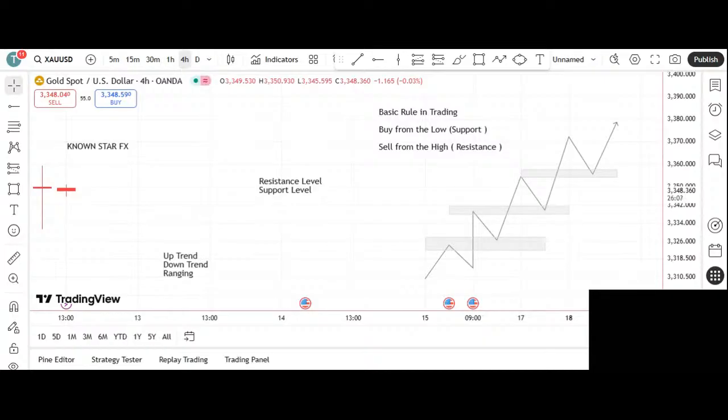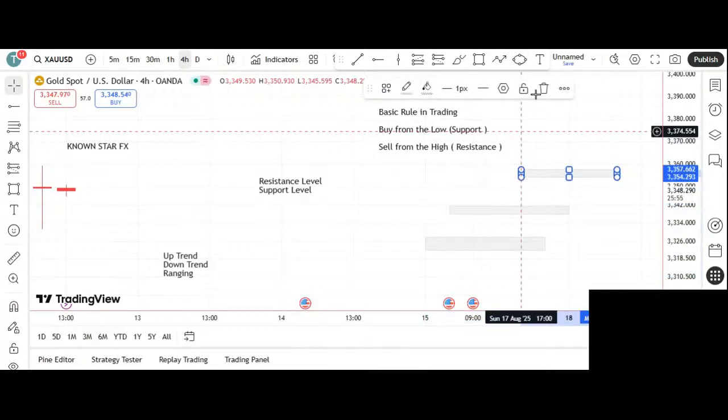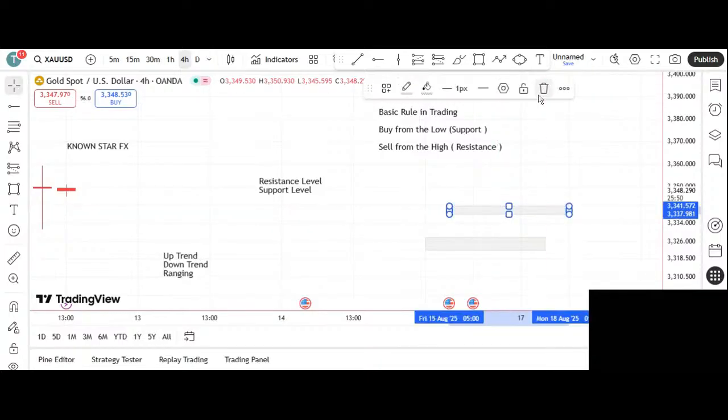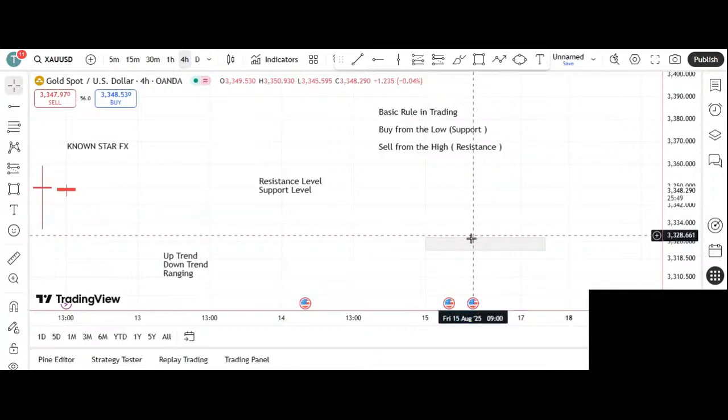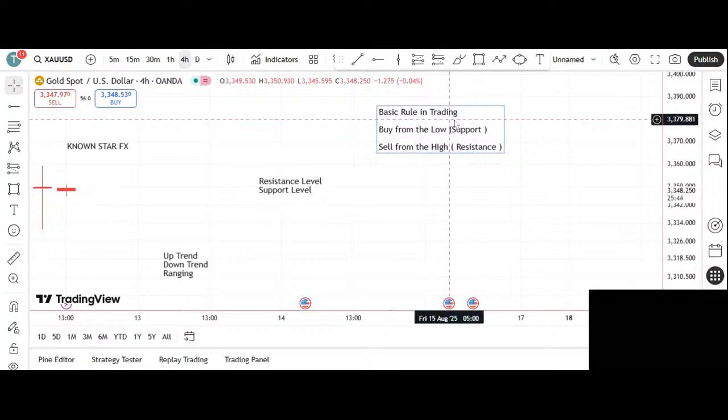So the resistance level is the ceiling, the support level is the floor in your room. Now that floor is the floor in trading. I'm going to cancel this and draw it again for you to understand better. Immediately after drawing this again, I'm not going back, and from there we're going to go into real charts and identify the support and resistance level together.